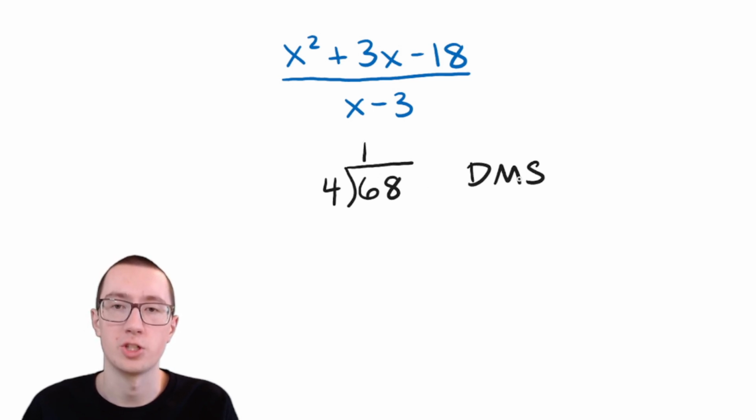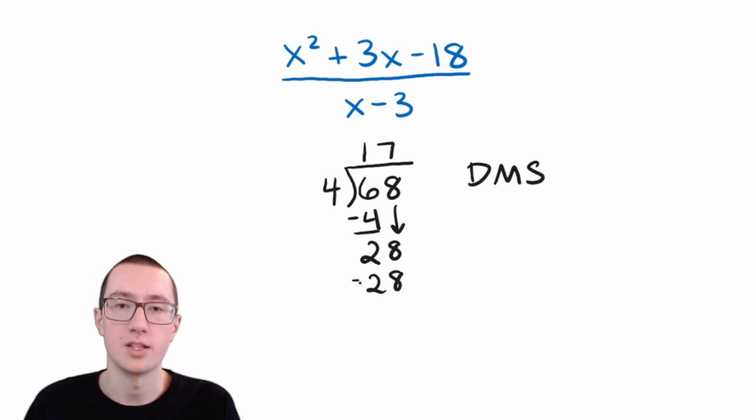Then you do step 2, which is multiplying. So we take 4 times 1, which is 4. And then finally we subtract. So 6 minus 4 is 2. Then we bring down another digit and do it all over again. So 28 divided by 4 is 7. 4 times 7 is 28. And then we subtract: 28 minus 28 is 0. And we're done. Our final answer is 17.